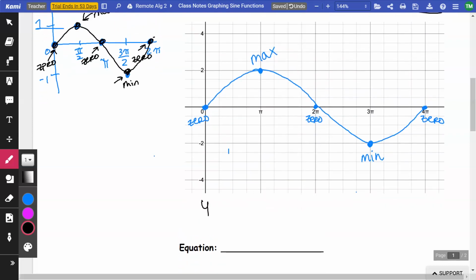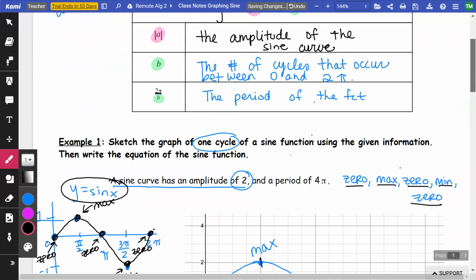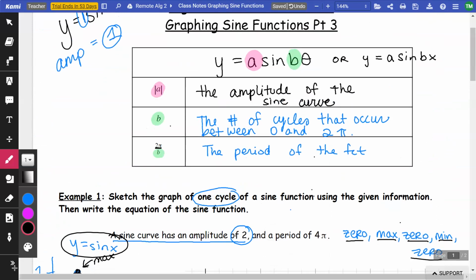Well, the equation needs to be in the form of y is equal to a times the sine of bx, or b times theta. Well, remember, a is the amplitude. What's the amplitude of this sine curve? The amplitude is 2, so I'm going to plug in 2 for a. The sine of b times x. Well, b, let's remind ourselves what b is. B is the number of cycles that occur between 0 and 2 pi.